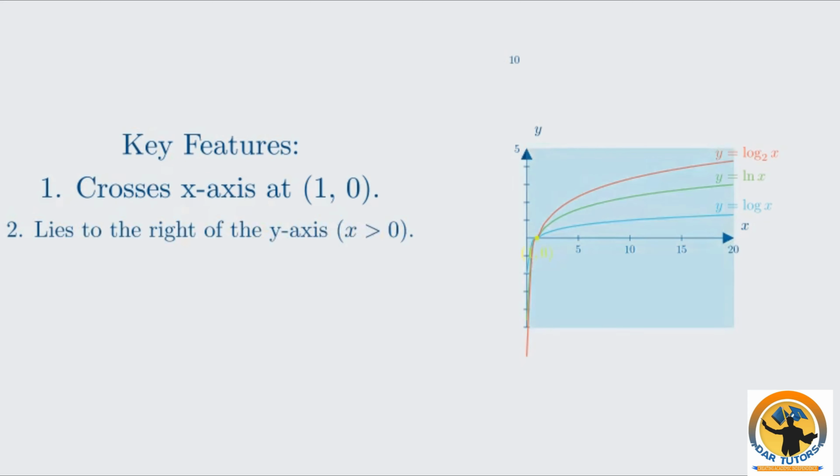Second, the graph lies entirely to the right of the y-axis. This confirms our earlier point that the logarithm of a negative number, or 0, is not defined in the real number system. The domain of a logarithmic function is x is greater than 0. Third, the y-axis is a vertical asymptote. This means the curve gets closer and closer to the y-axis, but never actually touches it. As x approaches 0 from the right, the value of y tends towards negative infinity.